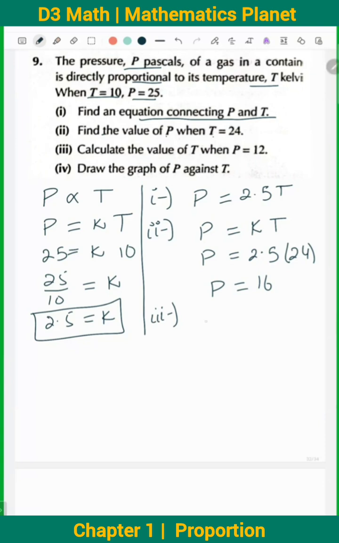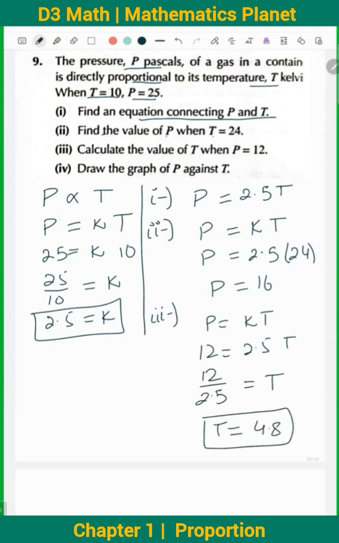Okay, calculate the value of T when P is 12. So P is equal to 2.5 T, so T is 12 divided by 2.5, which is 4.8. Okay, what is T? 4.8. Okay, the last question.